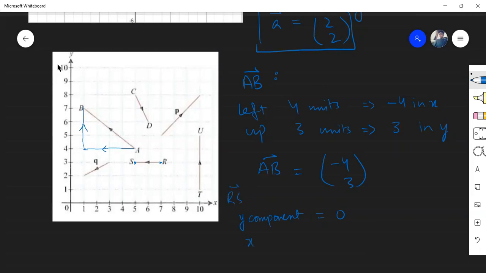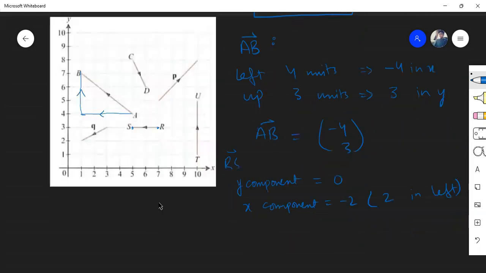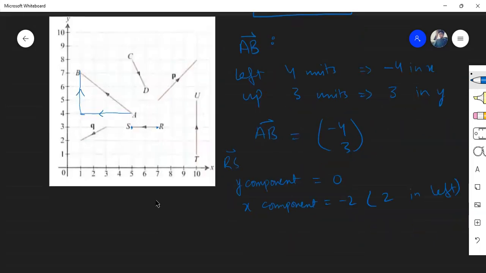And what's the x component? The x component is -2. That's correct. Why? Because it's 2 to the left. So the RS vector will be represented as (-2, 0).